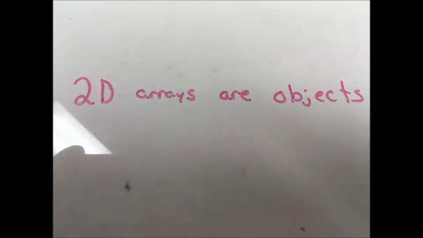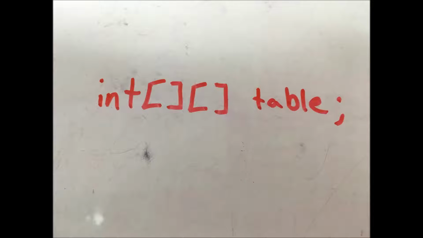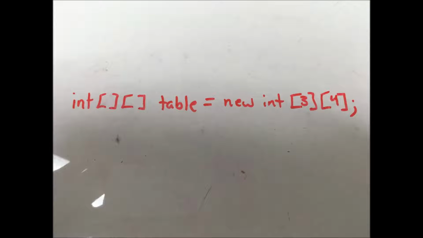Two-dimensional arrays are objects. A variable such as a table is a reference to a 2D array object. The declaration defines a table that holds a reference to a 2D array of integers. Without any further initialization, the table holds the value null. This declaration defines a table that holds a reference to a 2D array of integers, creates an array object of 3 rows and 4 columns, and puts the reference in the table. All the elements of the array are initialized to 0.